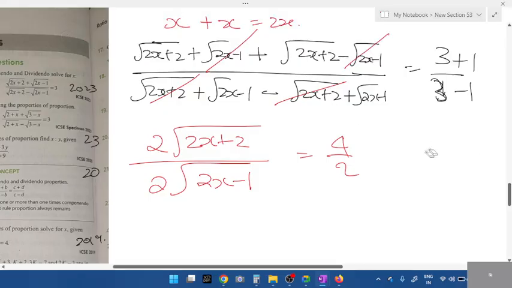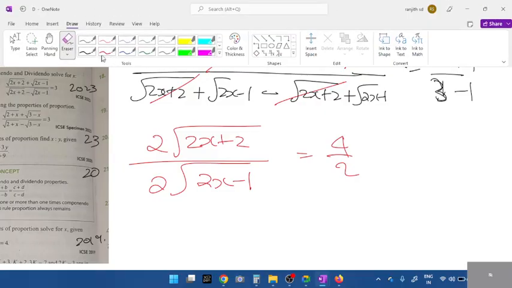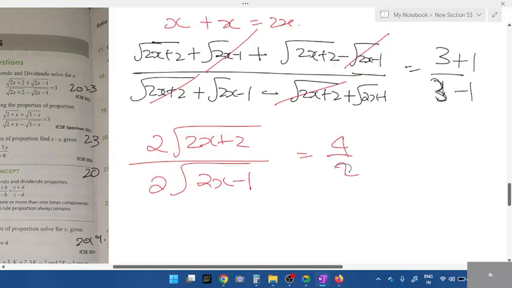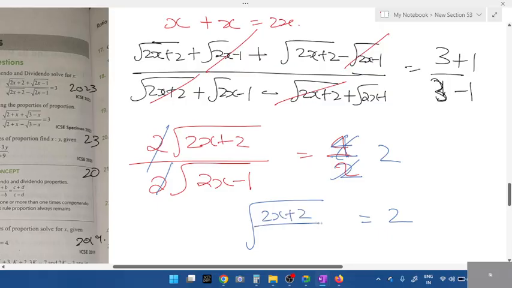Other things are cancelled. We're using componendo dividendo. Easy question. If you're concentrating, it is easy. If not, just skip it. Your wish. 2 and 2 get cancelled. Square root. Both have square root. Respond. Both have square root. Can I take a common square root? 2x plus 2 divided by 2x minus 1.